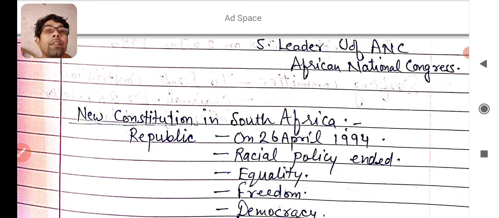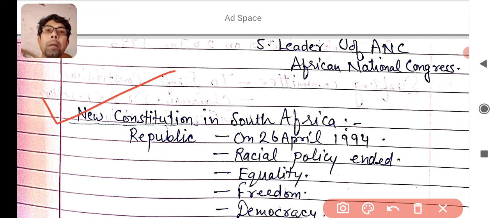Now, when the racial policy came to an end, there was a new constitution in South Africa. There was a making of a new constitution in South Africa to solve this problem of apartheid policy. So that's why there was a republic.